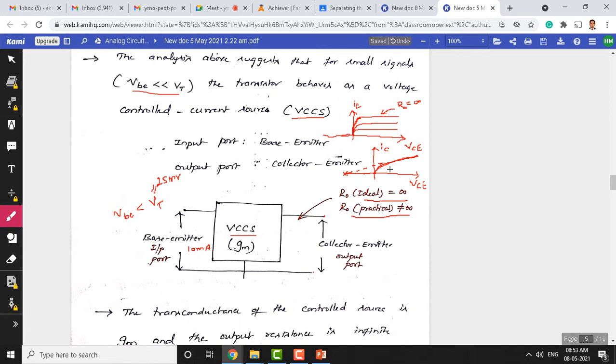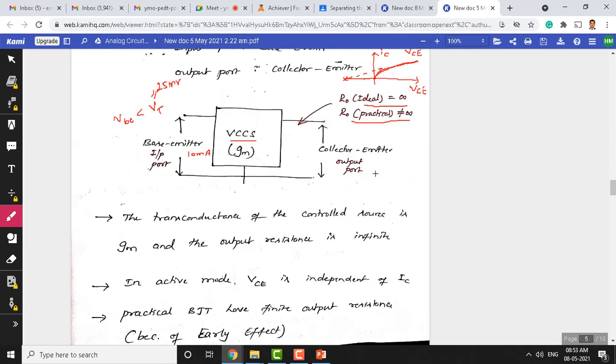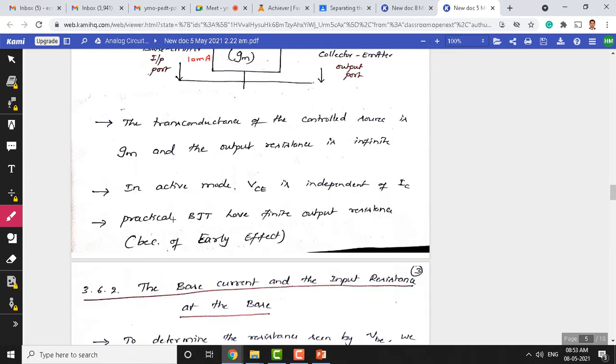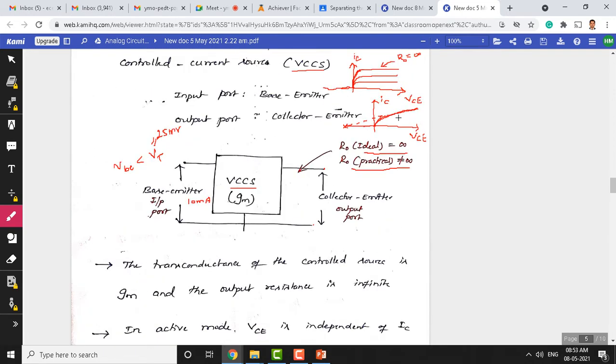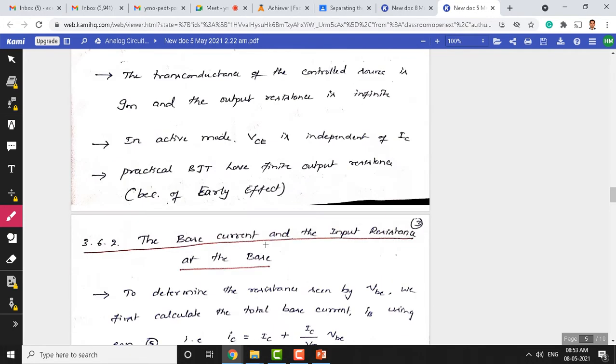We have discussed this in the earlier semester also. I would encourage you to go through those topics to be familiar with this, for an amplifier circuit. That is what I want to convey here: a practical BJT has a finite output resistance because of the early effect. Usually we draw characteristics like this, but for a practical BJT, the output characteristics resemble this.